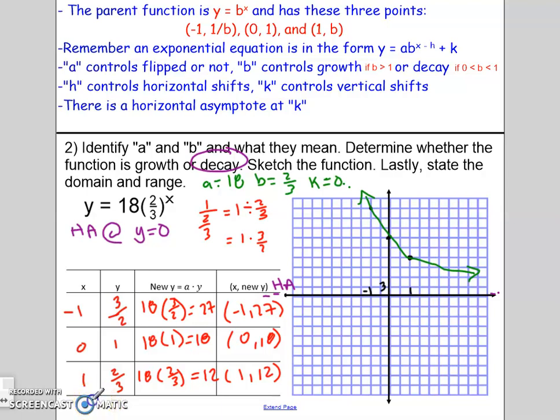Let's talk about the domain really quickly. That will be all real numbers. And then the range, again, y is greater than 0. We have one more example.